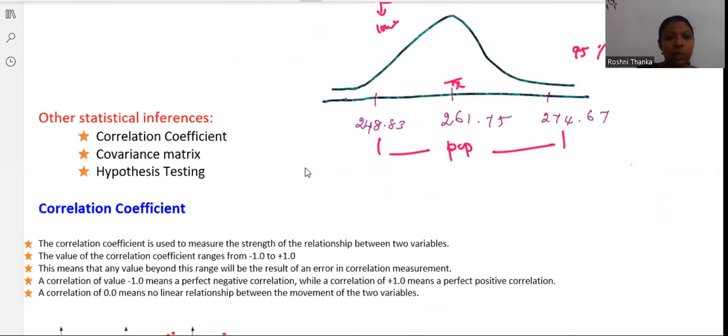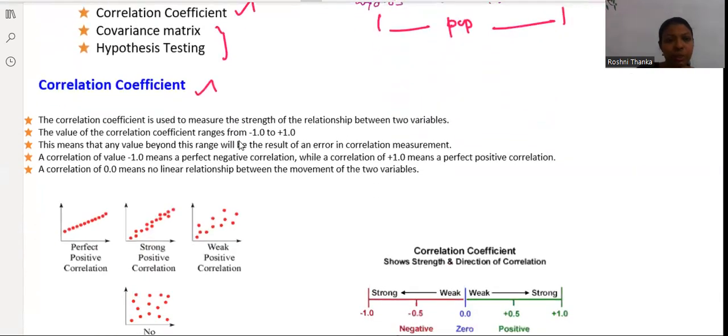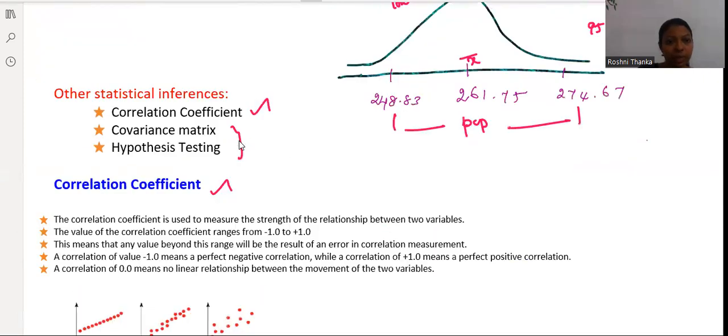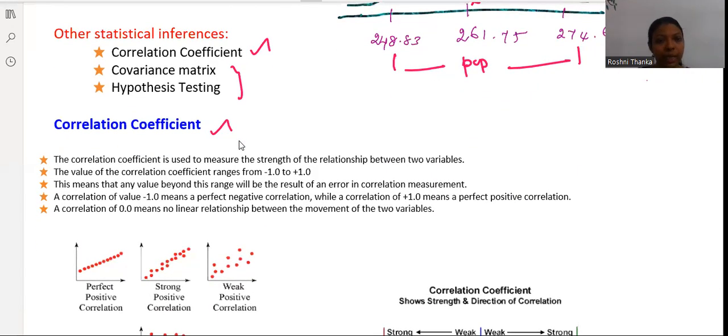Okay, now let us go to the next way of finding statistical inference. The first one is the correlation coefficient, and then we will discuss the covariance matrix and hypothesis testing. So what is the correlation coefficient? From the word itself we can understand: it helps us find the relationship between two variables.